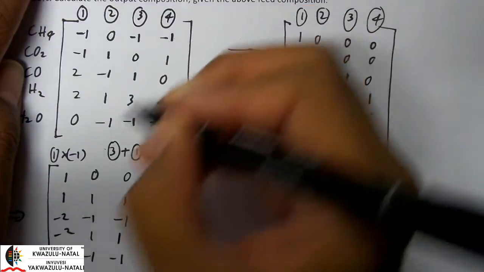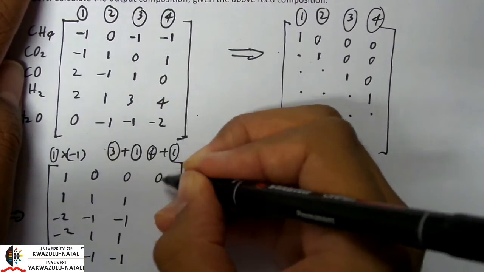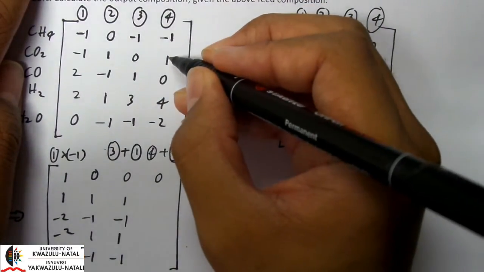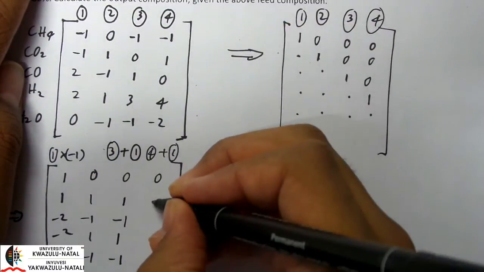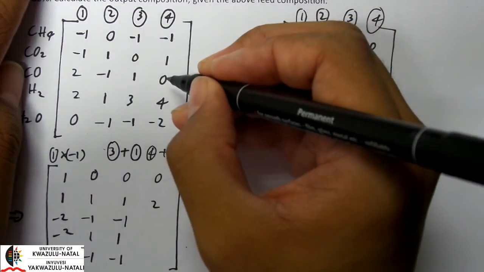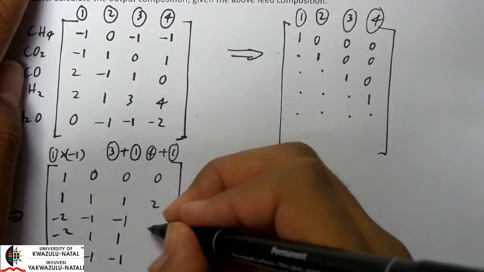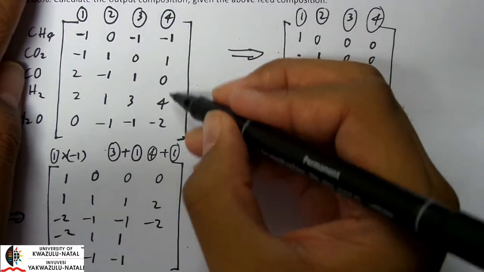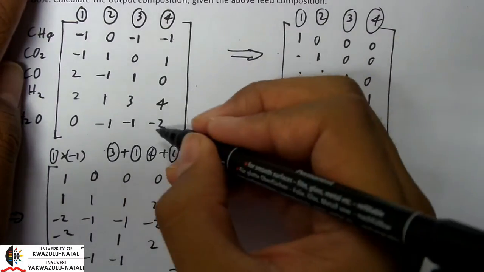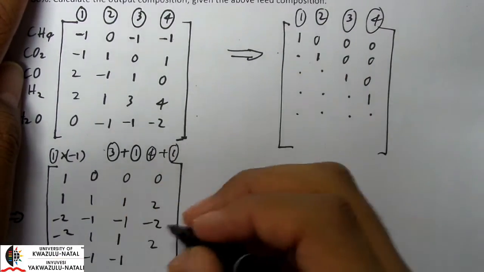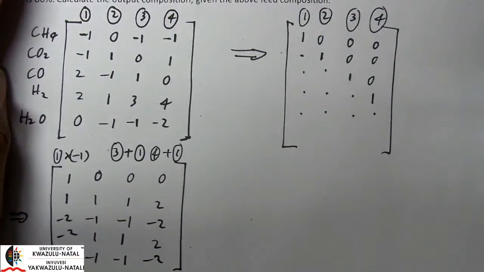So that's -1 plus 1. That will give me 0. 1 plus 1 will give me 2. 0 minus 2 gives me -2. 4 minus 2 will give me 2. And -2 plus 0 will give me -2.